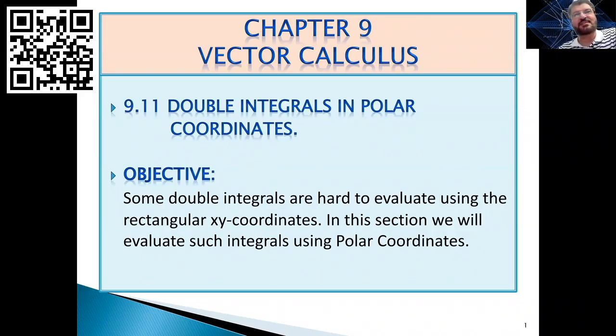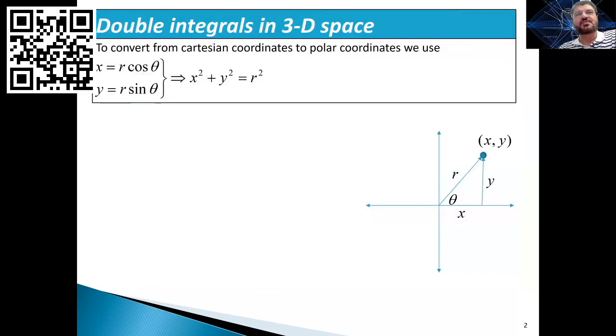It's the same as 9.10, but sometimes questions in 9.10 cannot be integrated. So we have to move to something called polar coordinates. So what's a polar coordinate?